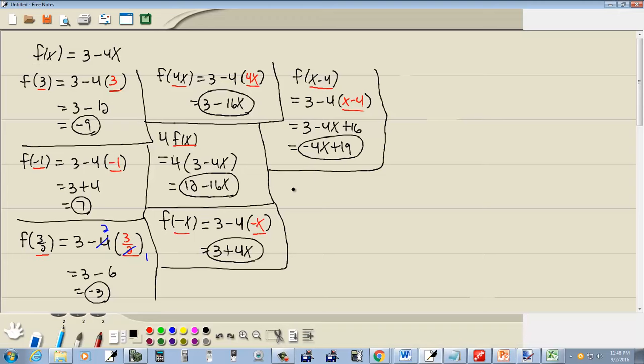F of x, minus 4. This is not really evaluating the function. It's more of plugging in the value of the function. So f of x we said was 3 minus 4x. So we're going to replace the f of x here with 3 minus 4x, and then the minus 4 carries down. And then 3 minus 4 gives us negative 1, so negative 4x minus 1 is our answer.